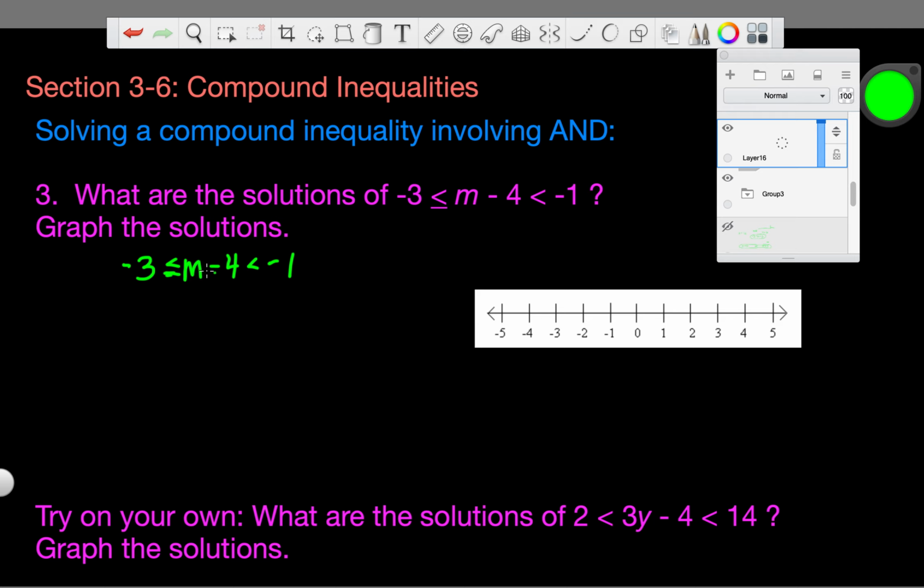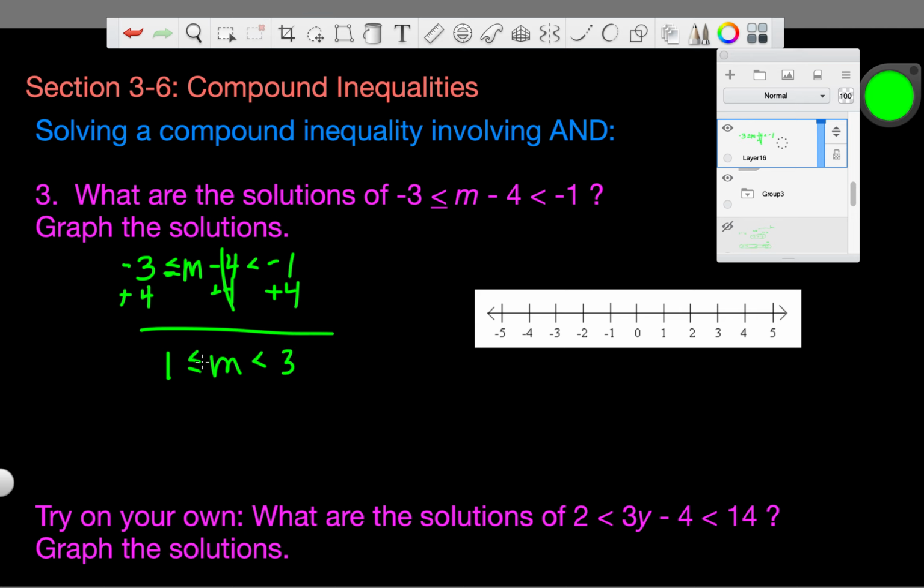That's the whole point. So I need to get rid of this 4. So in order to do that, I need to add using inverse operations. Now the only difference about this is we need to do it to every side of the inequality. So that means that I'm adding 4 to the right and I'm also adding 4 to the left. Sounds weird, I know. You'll get used to it. So let's simplify. -3 plus 4 is going to be 1, is less than or equal to m, is less than -1 plus 4, which is 3.